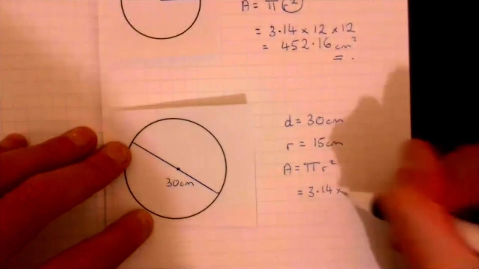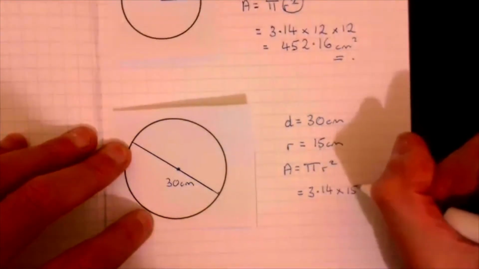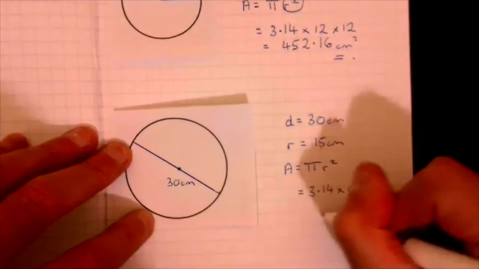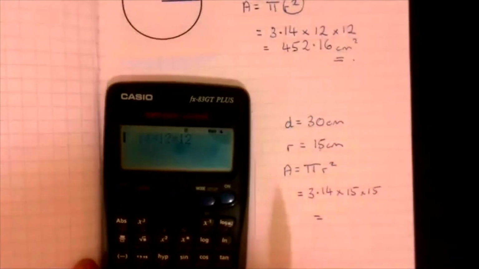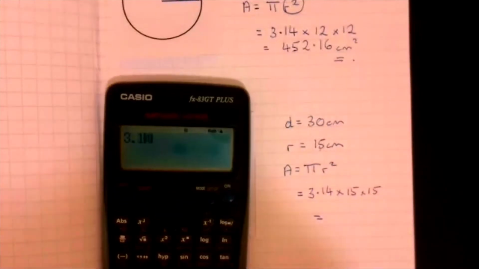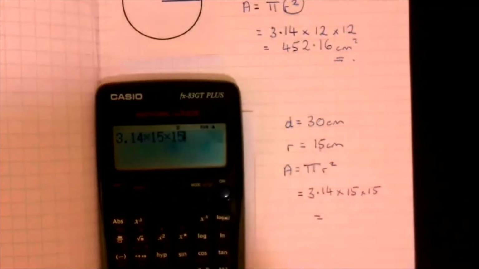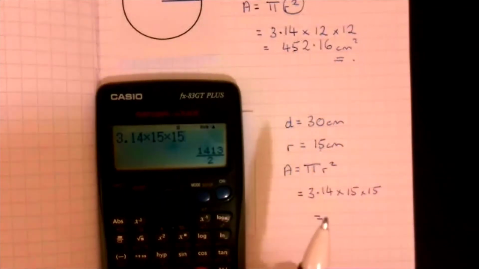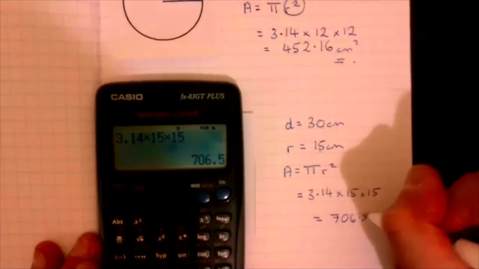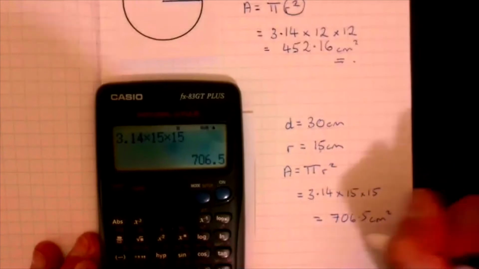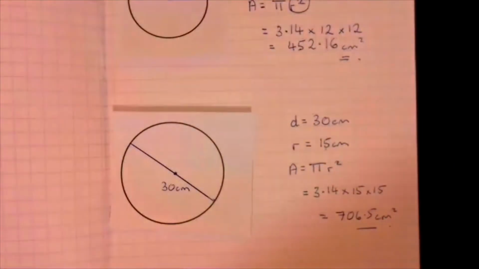So, 3.14 multiplied by 15 squared. That means 15 times 15. Pop it into the calculator. Here we go. Let's have a look. 3.14 multiply 15, multiply 15. That's the 15 squared bit. Equals, what do we got? 706.5 centimeters squared. Now you've only got a few questions to do, so do them properly.